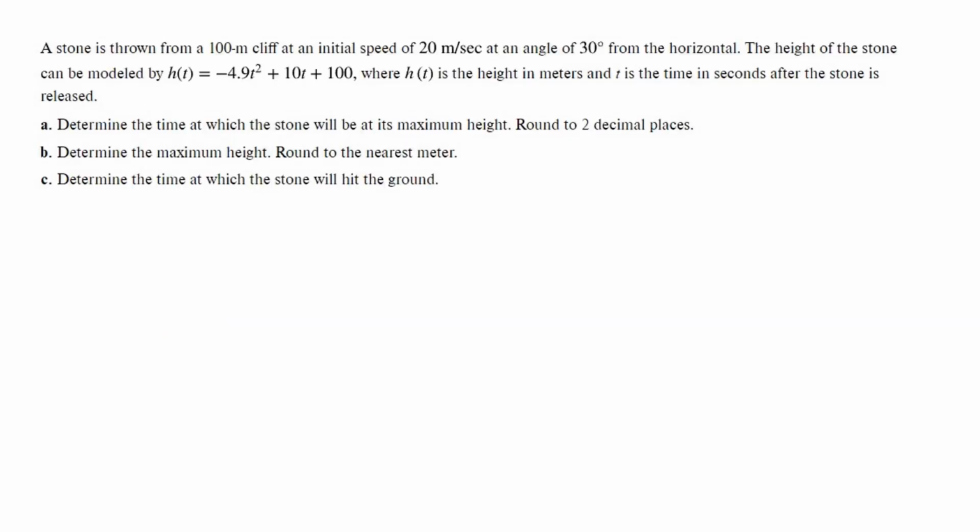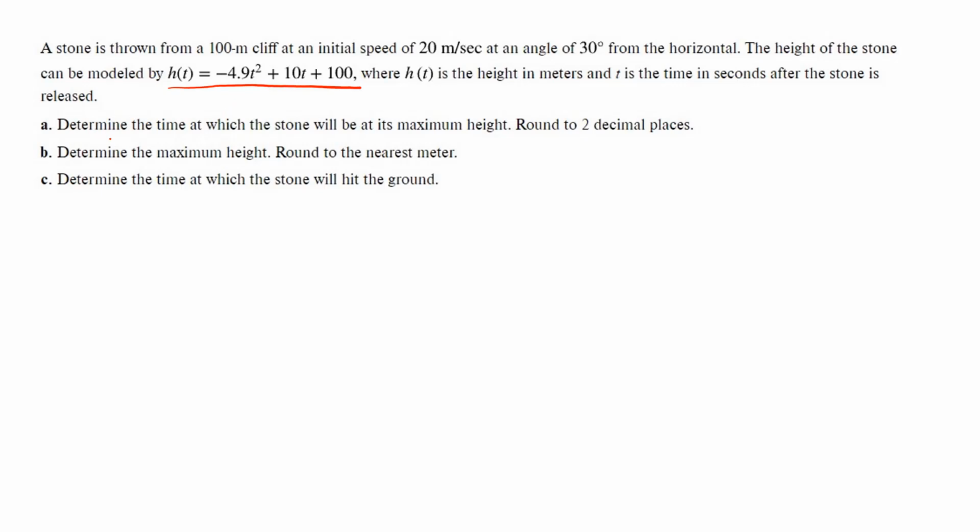Okay, so here's an application of parabolas and quadratic functions. A stone is thrown from a 100-meter cliff at an initial speed of 20 meters per second at an angle of 30 degrees from the horizontal. The height of the stone can be modeled by h of t equals negative 4.9 t squared plus 10t plus 100, where h of t is the height in meters and t is the time in seconds after the stone is released. Okay, so this is a projectile motion problem.